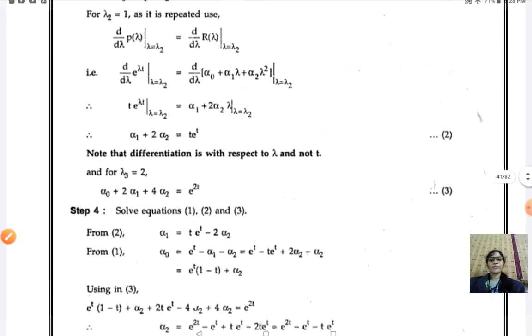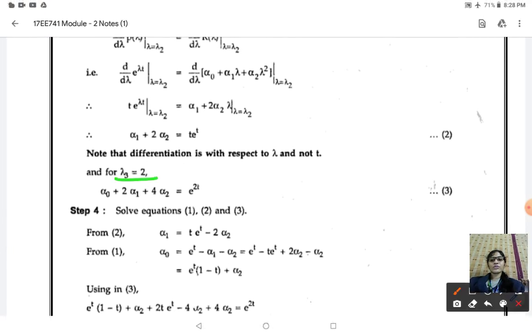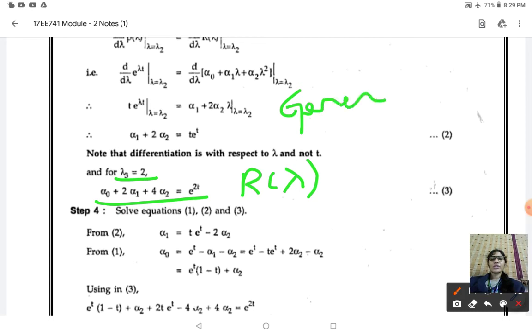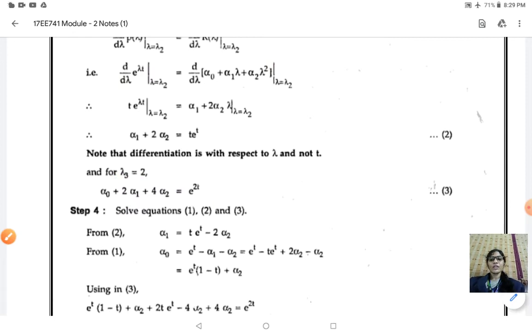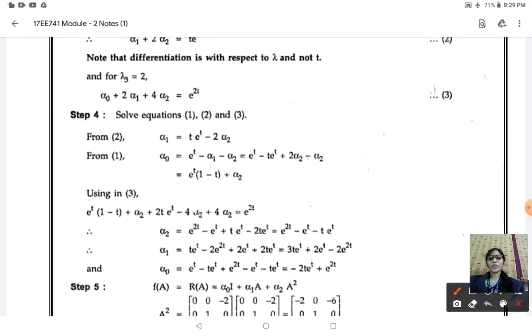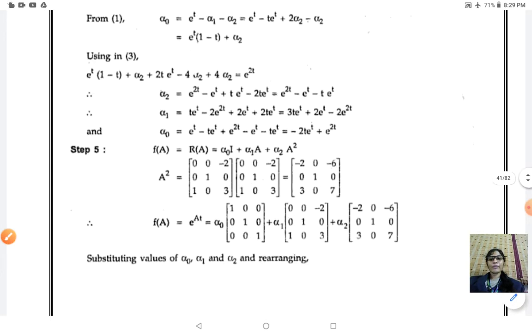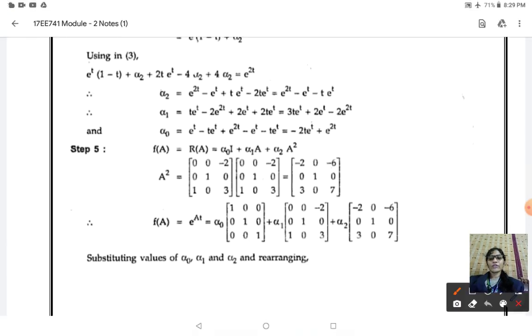Next, the third one, at lambda 3 is equal to 2, you simply substitute the value of lambda in the R of lambda equation. So when the roots are repeated, you have to go for your generalized eigenvector formula. The generalized eigenvector formula is shown in this particular part. After that, you have to solve all three equations to obtain the values of alpha naught, alpha 1 and alpha 2.